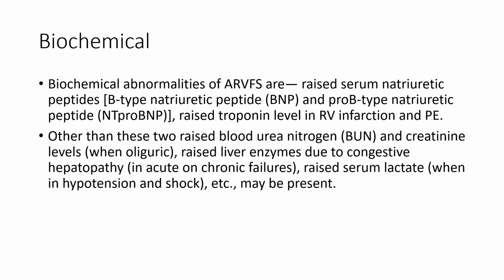About biochemical features: biochemical abnormalities of acute right ventricular syndrome are raised natriuretic peptides, like beta type natriuretic peptide and pro beta type natriuretic peptide, and raised troponin level in RV infarction and pulmonary embolism. Other than these, raised blood urea nitrogen and creatinine level, raised liver enzymes due to congestive hepatopathy, and raised serum lactate may be present.